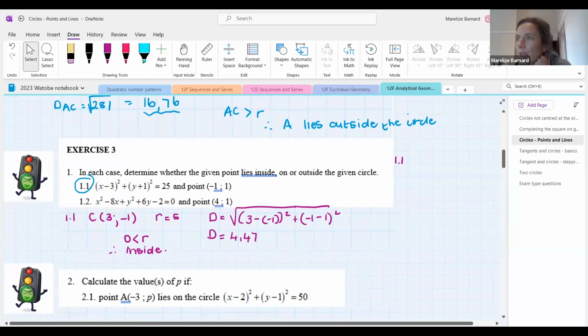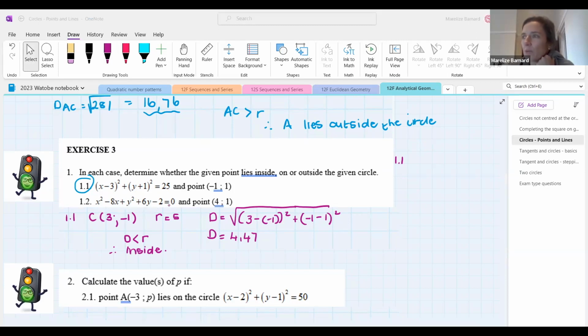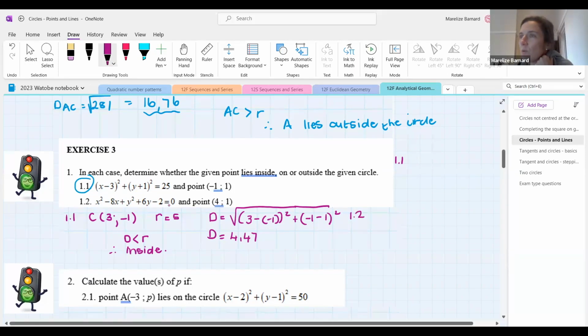So now let's have a look at question 1.2. Because 1.2, they've made it slightly harder for us. It's not always going to be smooth sailing. So we can't tell what the center is by the equation the way it is at the moment. So what are we going to do to determine the center of the circle for this equation? Who knows? Nice and clear, that's it. We are going to complete the square. Well done, guys. Excellent.